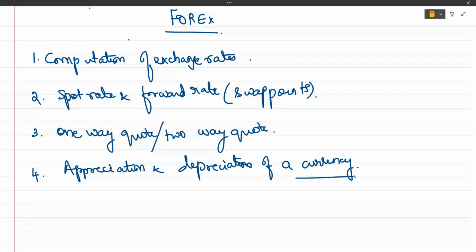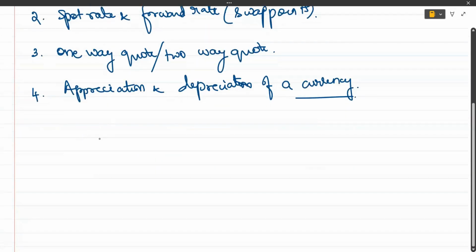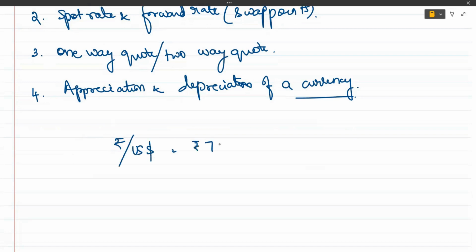Before proceeding to sums from your study material, let me give you random examples for all the 4 points which I have listed out. What do you mean by exchange rate? Suppose rupee per US dollar is rupee 79. If this is the exchange rate which is known to us, this exchange rate will keep fluctuating every day.